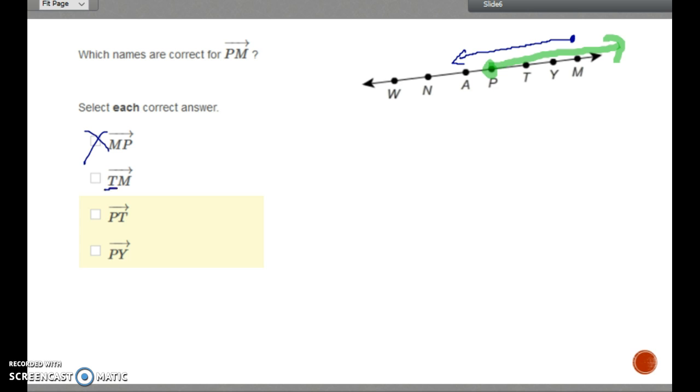All right, the next one says we start at point T and go in the direction of M. Again, not the same ray. This one says we start at P, so that's a good sign. We're starting at P and we're going in the direction of T. So that one is going to be the same. Yay. And then the next one says start at P and go in the direction of Y. Again, that's going to be that same ray. So you just have to make sure that the starting letter is the same and that it's going in the correct direction.